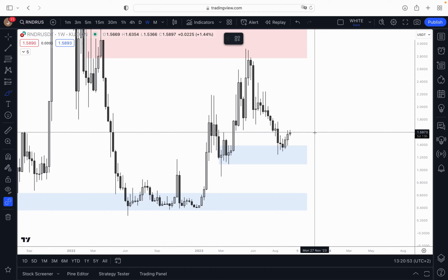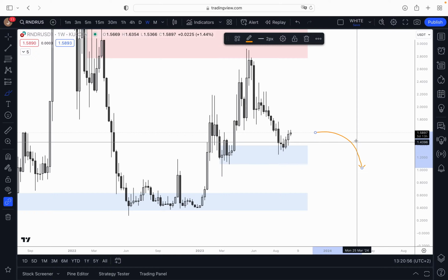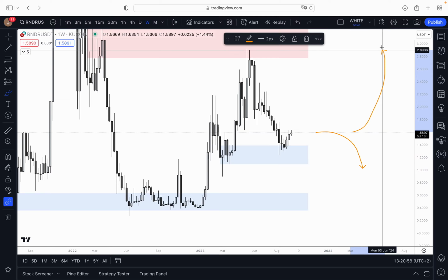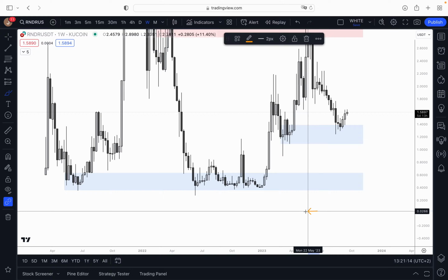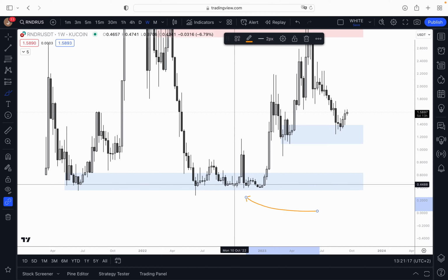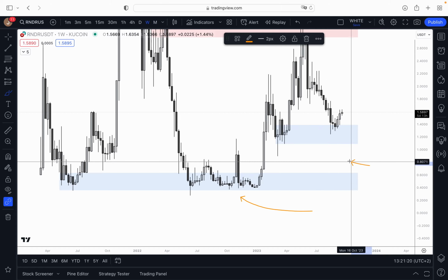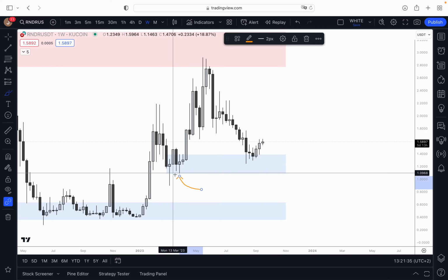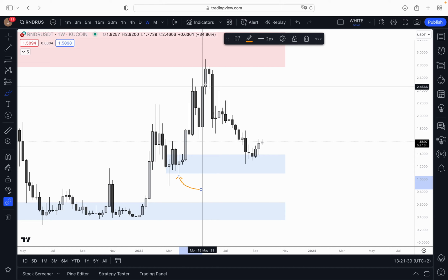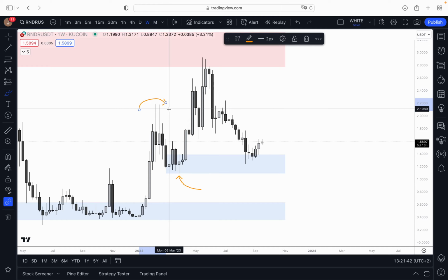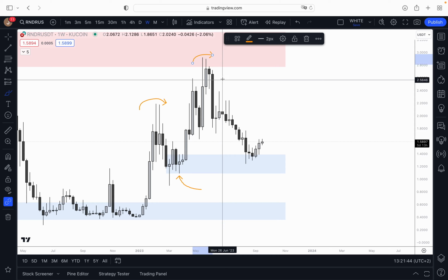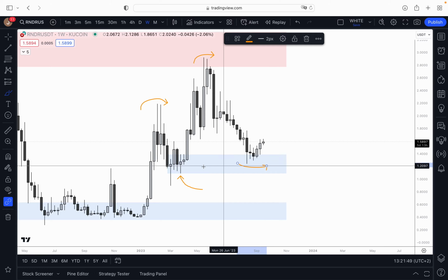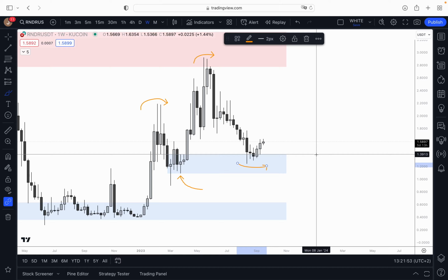But now the question is, are we going to go to even lower levels or do we see a massive run to the upside? First of all, it's a very good sign that we saw this reaction in this demand zone, and then this reaction in this smaller demand zone, because from this demand zone we saw a bullish move to the upside. We took out the last high and made a higher high, and now we reacted here with a higher low. So for now we are in a bullish structure, which is a good sign for Render Token.